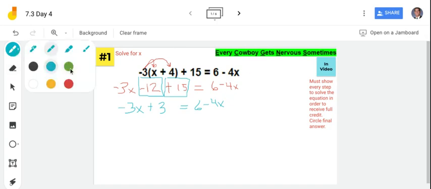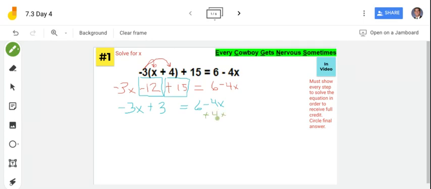Step 3, the G on "gets" reminds me to get the variable on one side of the equation. So I need to pick a side and get the variable to that side of the equation by using inverse operations. So I'm going to choose to get my x terms on the left side of the equation. So to do that, I need to undo this subtraction, and addition undoes subtraction. So I'm going to add not 4.